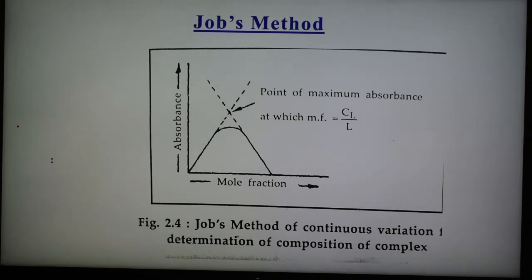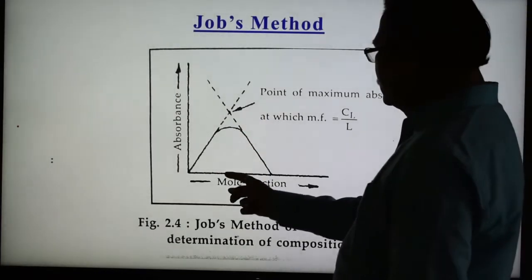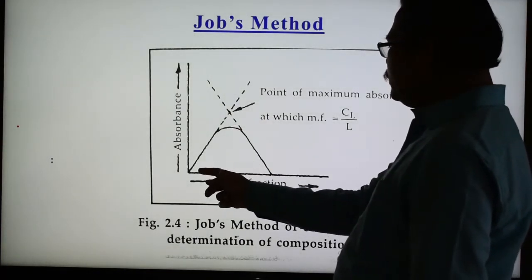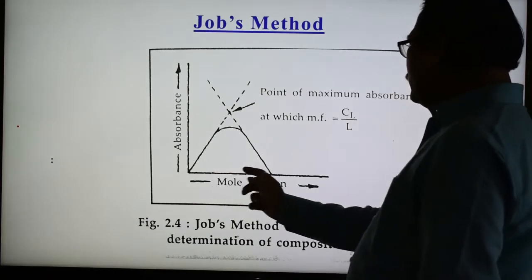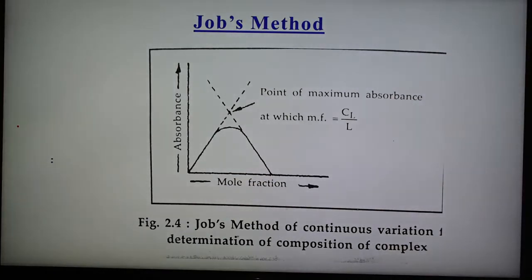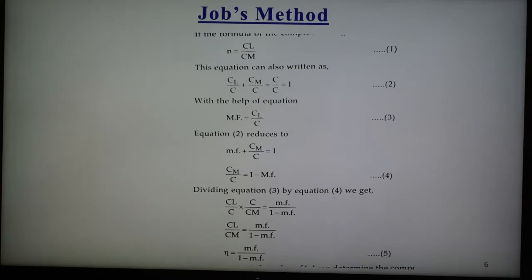This point also gives the composition of the complex. So after plotting the graph, the composition of the complex can be obtained from it. If the complex is 1:1, then the maximum comes in the middle. If it is 1:2 or 2:1, then it is shifted from the middle to the left or right side. If it is in the middle at 0.50, then the composition of the complex is 1:1. When the legs of the curve are extrapolated, they cross each other at the point at which the absorbance is maximum.